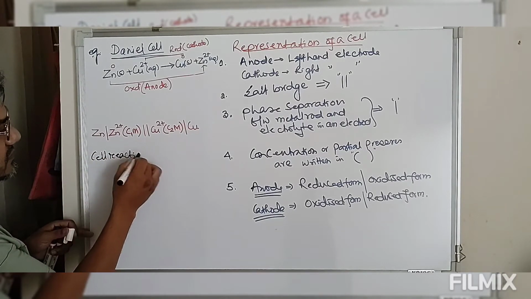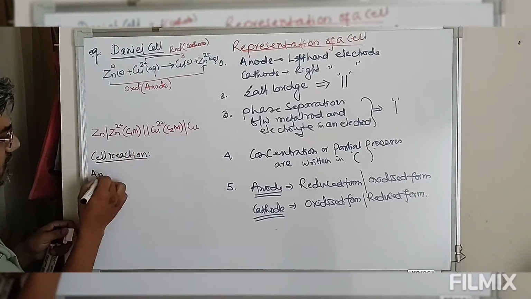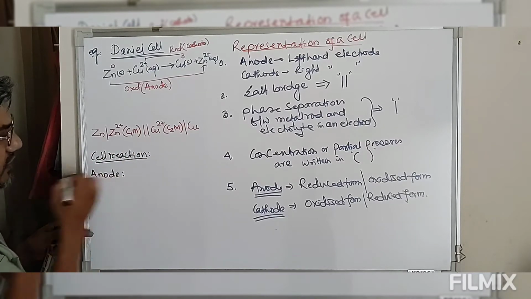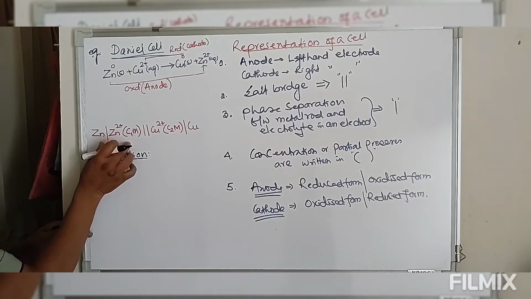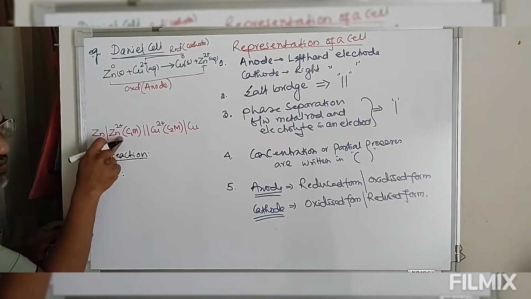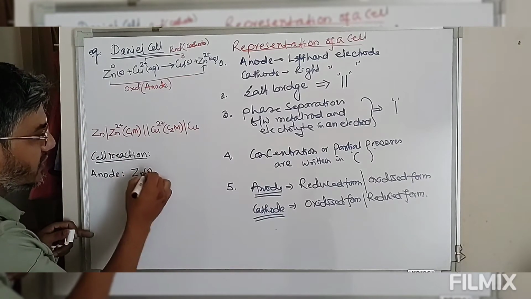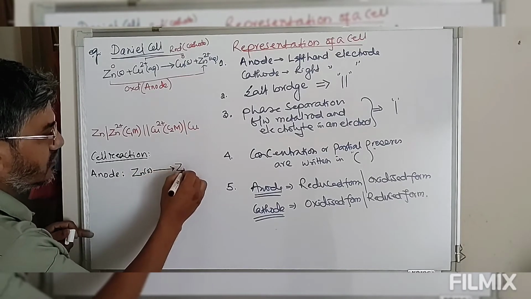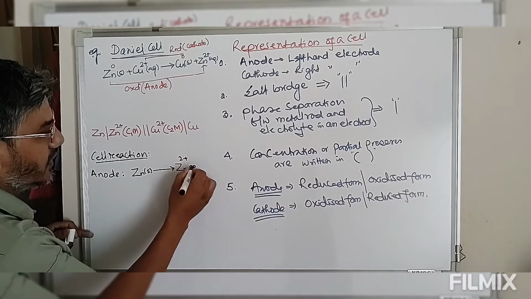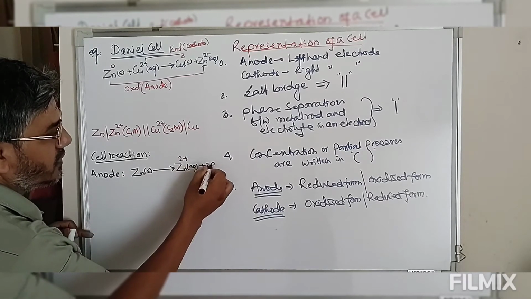Cell reaction. Now we have anode. So anode, look at this, is oxidation. Anode: zinc is oxidized to zinc +2. So the anodic reaction is zinc solid oxidized to give you zinc +2 aqueous solution. So 0 to +2, how many electrons are released? 2 electrons.